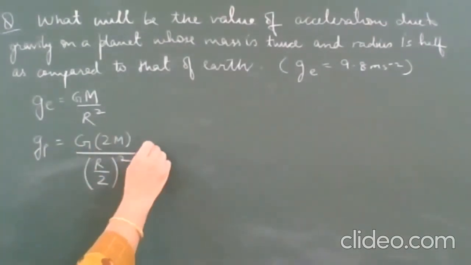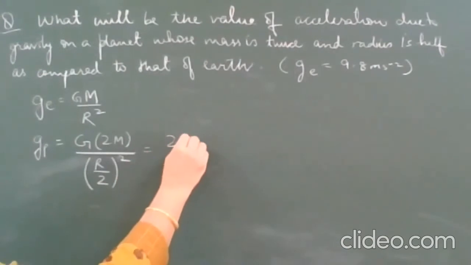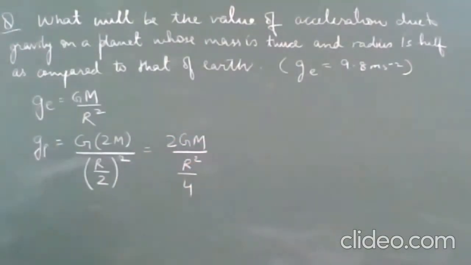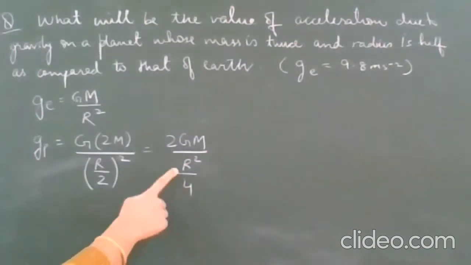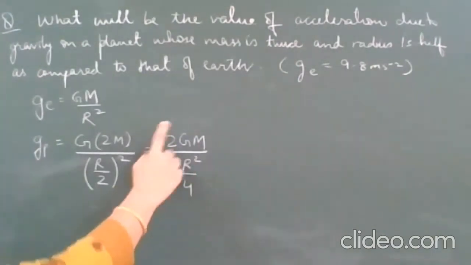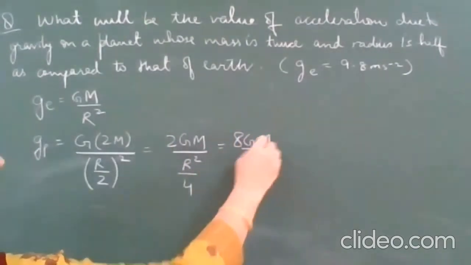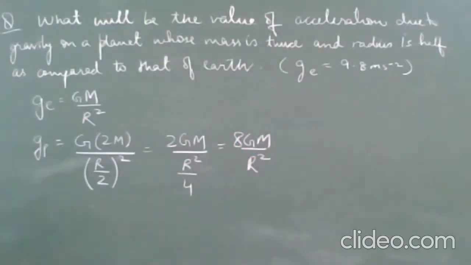So now, opening up the brackets and simplifying, it becomes 2GM divided by R square by 4. Okay. So this R square by 4, this 4 will go in the numerator. So that becomes 8GM upon R square.